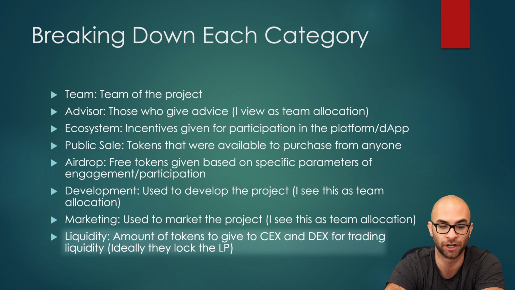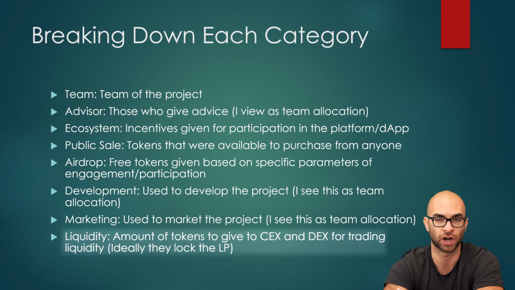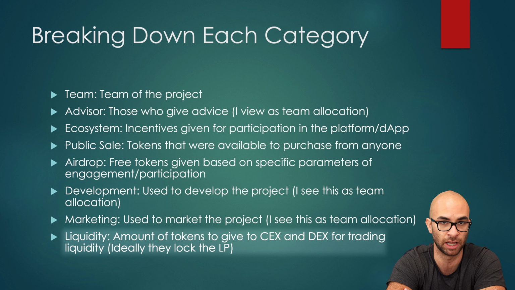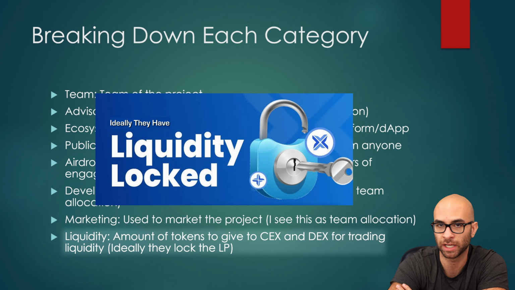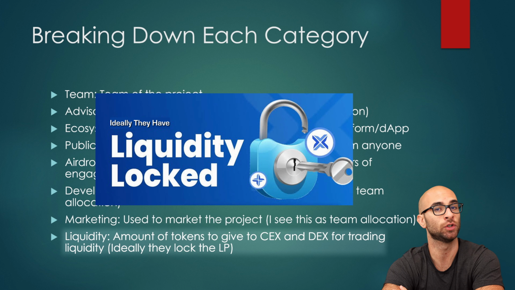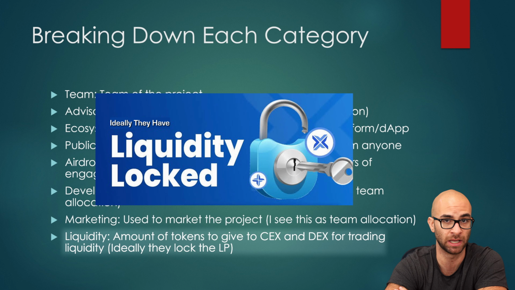And then the final thing here is liquidity. How many tokens are actually going to get paired with liquidity for a decentralized exchange, as well as additional tokens available to give to centralized exchanges for them to trade that token. Ideally, when it comes to the liquidity, they are locking that liquidity, which means that they can't remove it at any time. And if they do remove it at any time, you'll no longer be able to trade that pair.